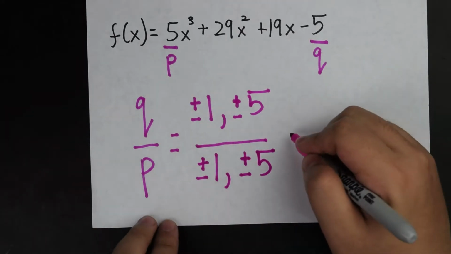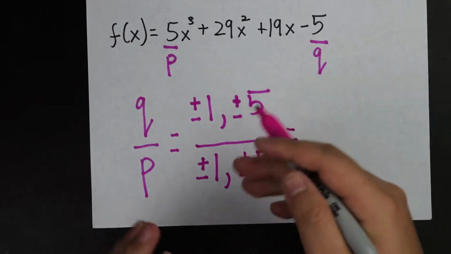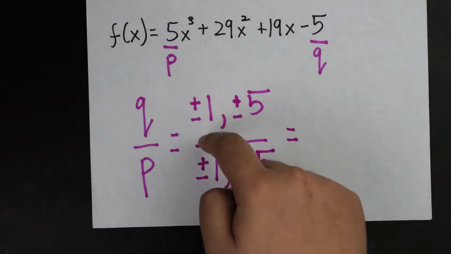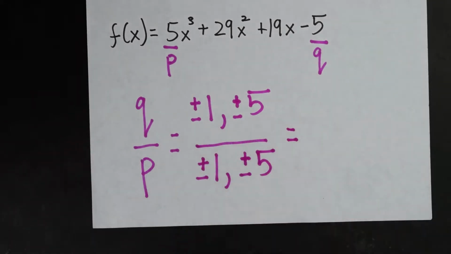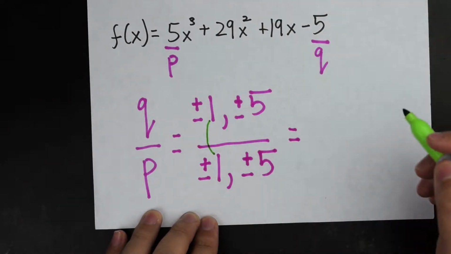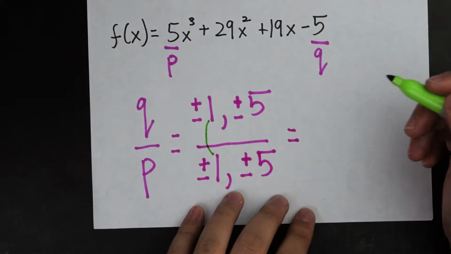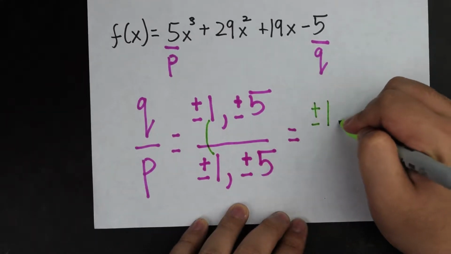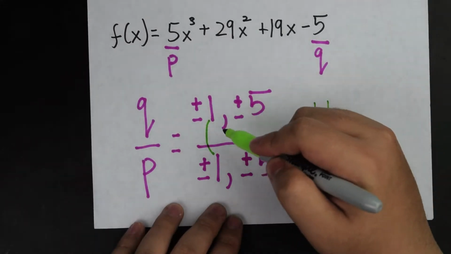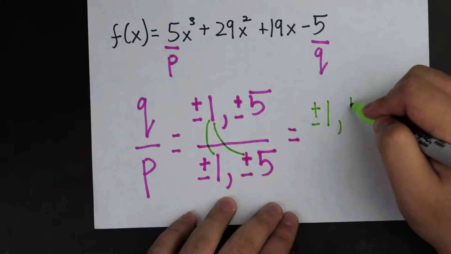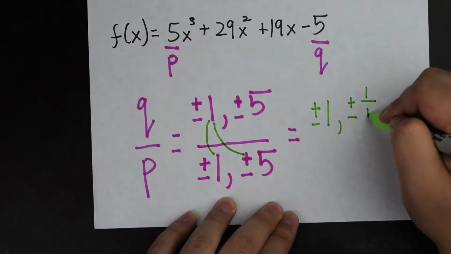But afterwards, when I'm writing all the possible roots that exist based on the rational root theorem, I have to be aware that I need to make sure I do the fractions systematically. So for example, I'm going to first do 1 over 1 right here. So 1 over 1 will be 1, so I'm going to write plus or minus 1. I'm also going to do 1 over 5, so 1 over 5 will be plus or minus 1/5.